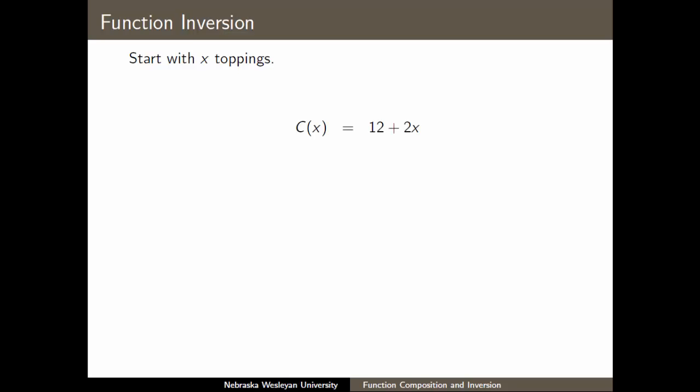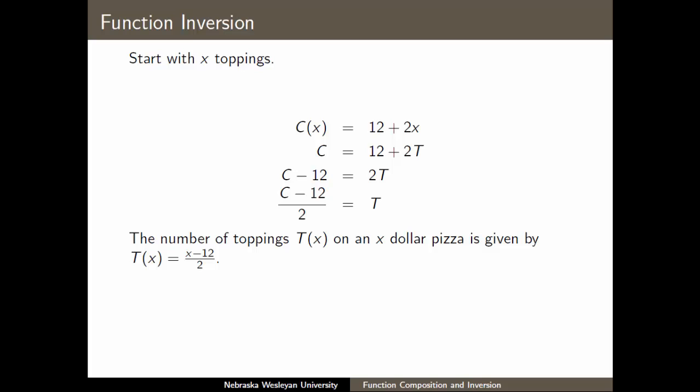I know that cost and toppings are related in this way. Just to keep ourselves from getting confused about all the different meanings of x, let's just rewrite this as cost c is equal to 12 plus 2 times t, the number of toppings. I can solve this for t in just exactly the same way as we did before. I subtract 12 on both sides, divide both sides by 2. Now I have the relationship between cost and toppings expressed in a different way, that the number of toppings is equal to the cost minus 12, all divided by 2. But this is exactly the function we were looking for.